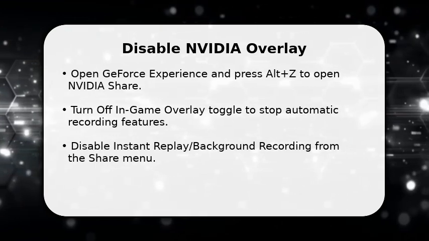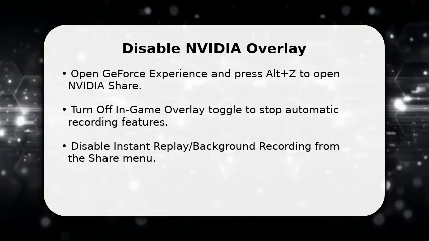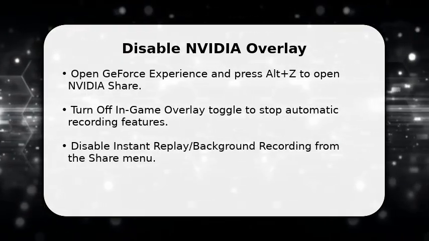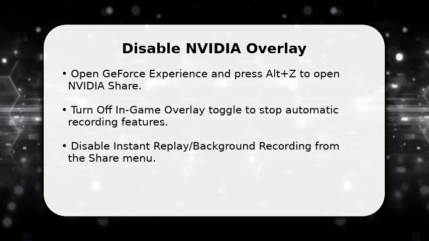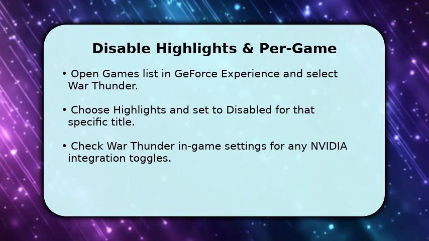Once the overlay is off, go to the Games list in GeForce Experience and select War Thunder to handle per-game hooks. Locate highlights and set them to disabled so the game cannot request automatic clips. Then launch War Thunder and inspect its settings or options menu.